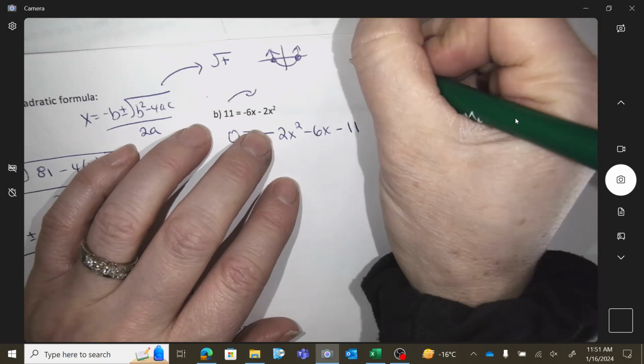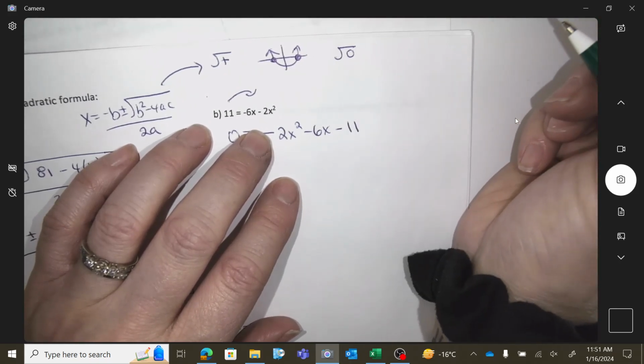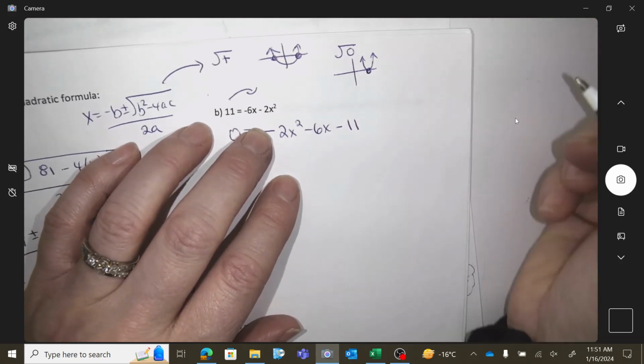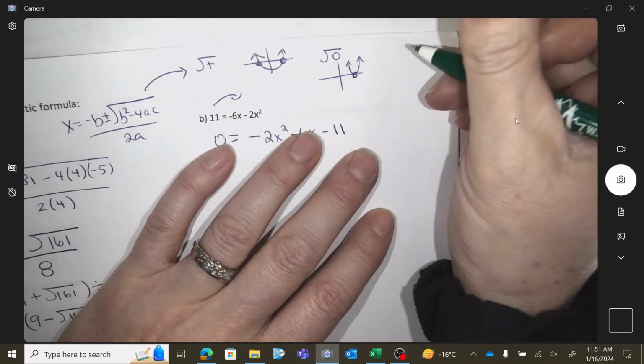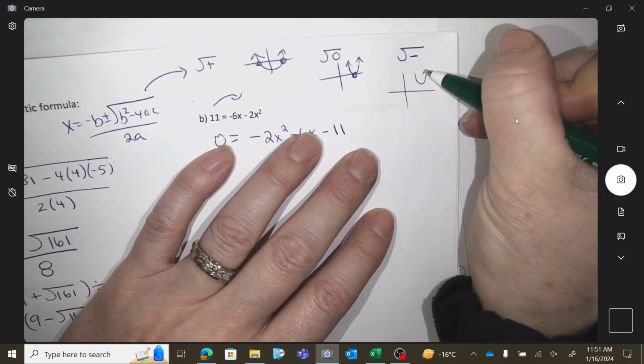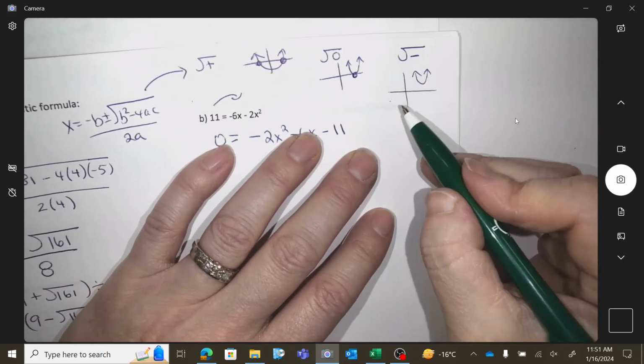What if the discriminant was 0? You get only one touch, one answer. And what if the discriminant was negative? You get no x-intercepts.